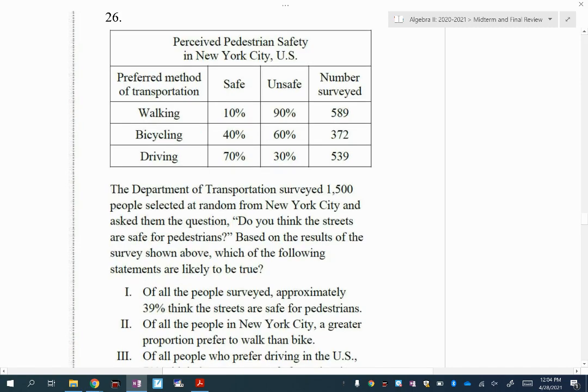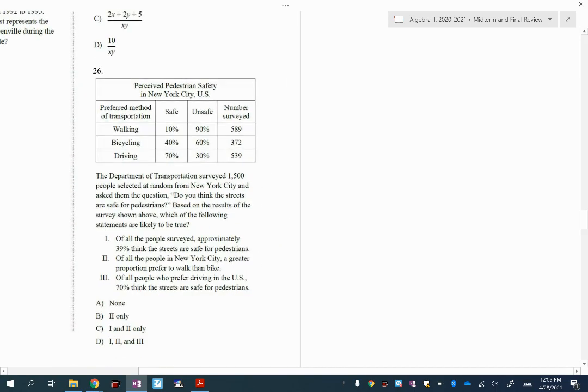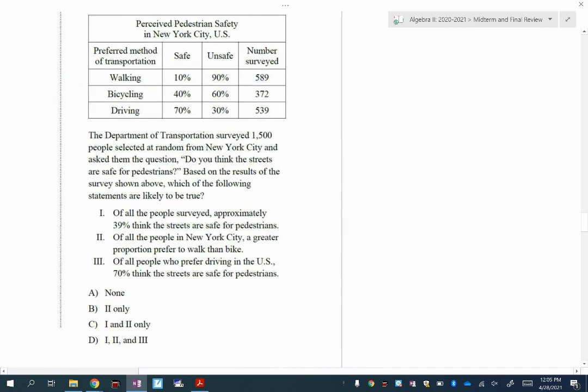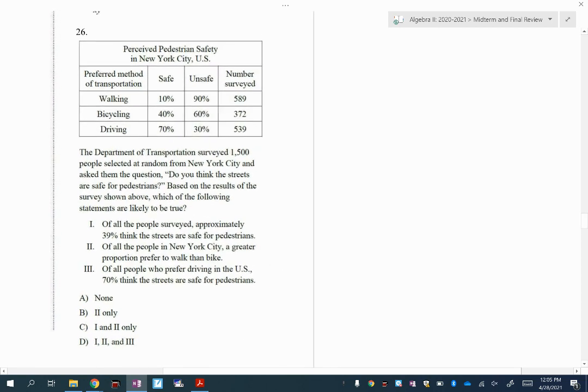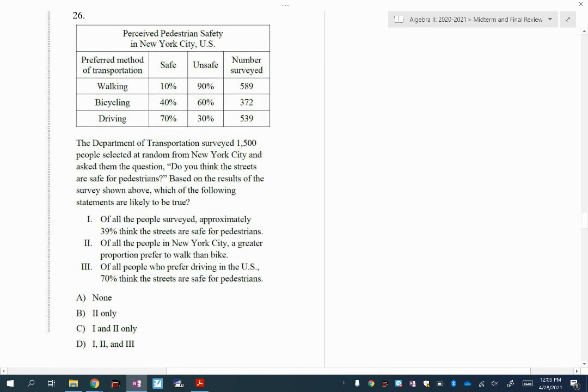All right, 26. Now, this problem really frustrated me. You'll see why in a second. As a stats teacher, whenever I have data like this in a two-way table or a contingency table, which is what this is called, it's super frustrating to see them not give me the actual counts.